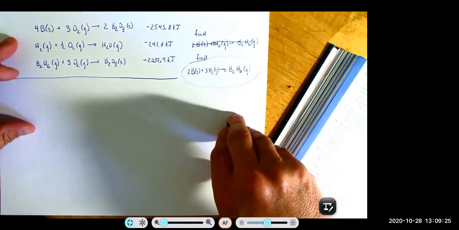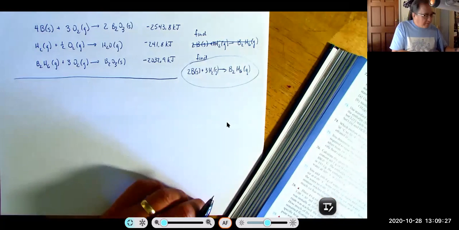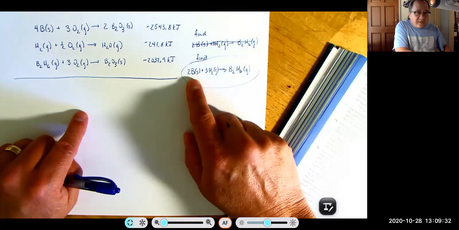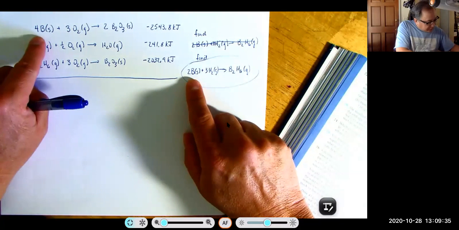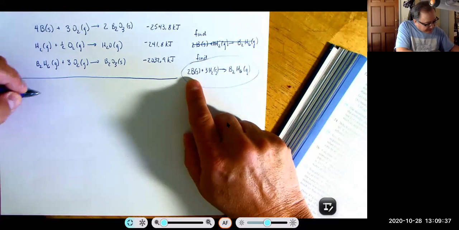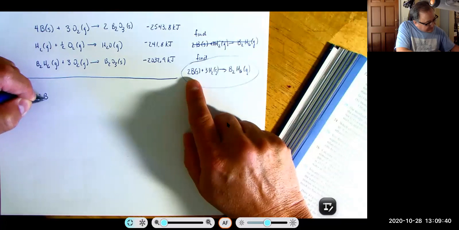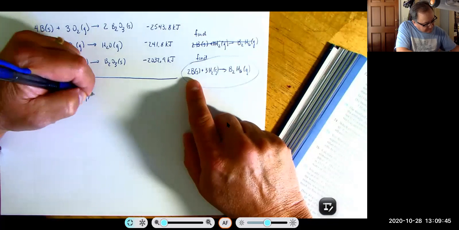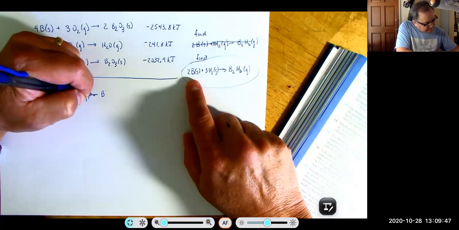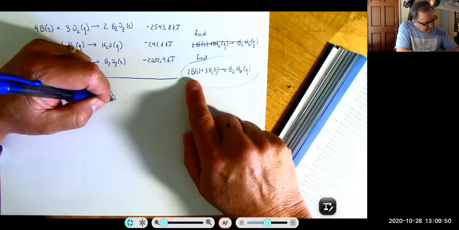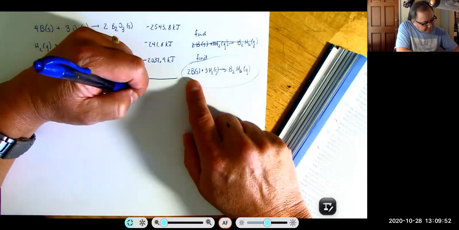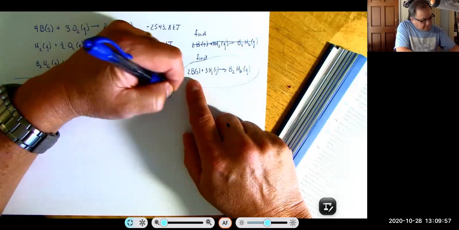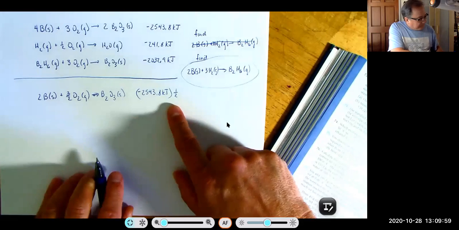No. Oh, a different problem. Yeah. So let's take a look at this. Can everyone see that we have 2 borons here? And we have 4 here. So I'm going to take this first equation and half it. So there's the first equation halved.